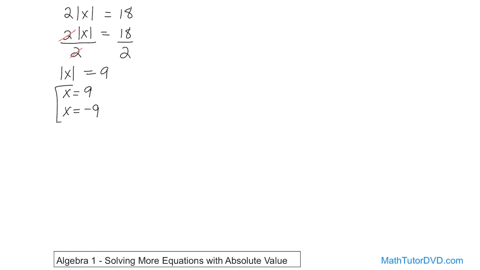And both of these are valid solutions, which means that this equation, because it has an absolute value sign, has 2 valid answers. And that's because if you put 9 up here, the absolute value of 9 is 9, times 2 is 18, so it works. If you put -9 in here, then the absolute value of -9 is also positive 9, times 2 gives you 18. So these two values both work and both satisfy the equation.